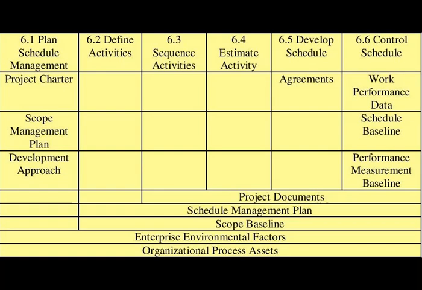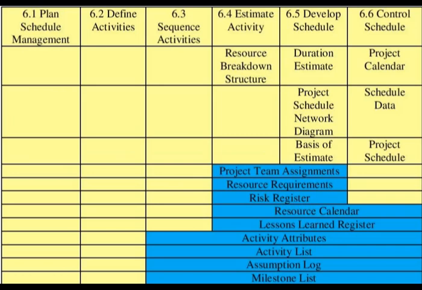All of the following are inputs to the plan quality management process except: A. Lessons learned register, B. Assumption log, C. Risk register, D. Requirements traceability matrix. Question 11. All of the following are inputs to the determine budget process except: A. Resource requirements, B. Lessons learned register, C. Risk register, D. Project team assignments.